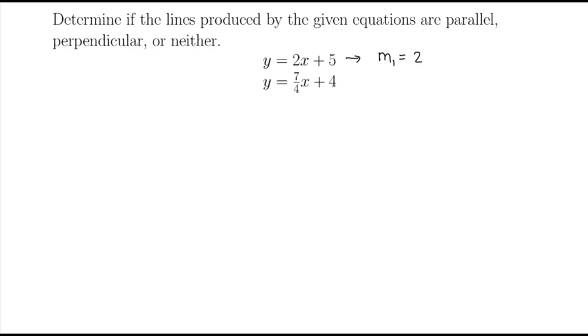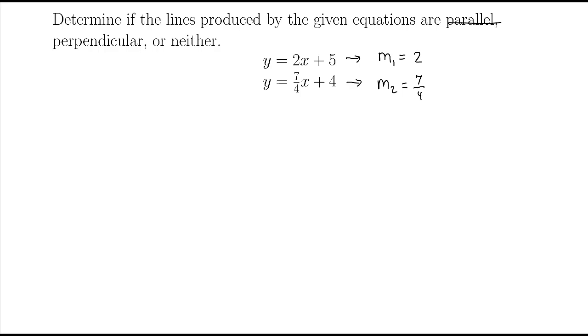Okay, this equation, this line has a slope of 7/4. Again, it's the number attached to the x, 7/4. Okay, so now, if the slopes are the same, we have parallel lines. In this case, they are not the same, so these are not parallel.